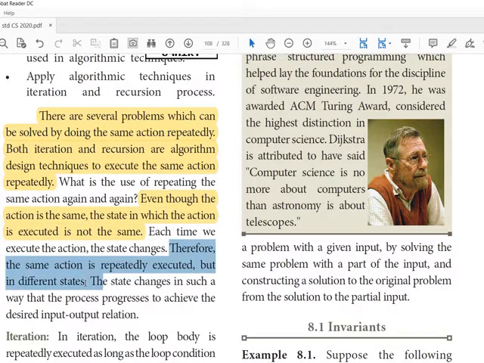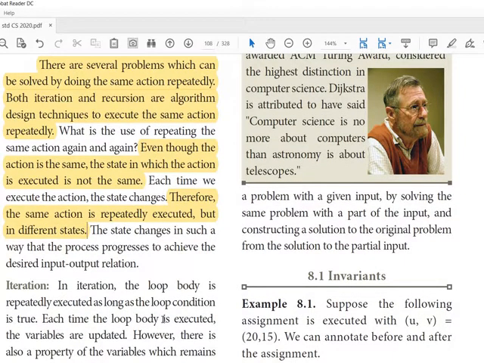So, what is the use of repeating the same statement? Even though the same set of instructions is repeated, it is in different states. That state changes in such a way that the process progresses to achieve the desired input-output relation. Here we are going to learn about iteration and recursion. The common property of iteration and recursion is that the same actions are repeated. That means it executes a set of instructions or a step repeatedly.